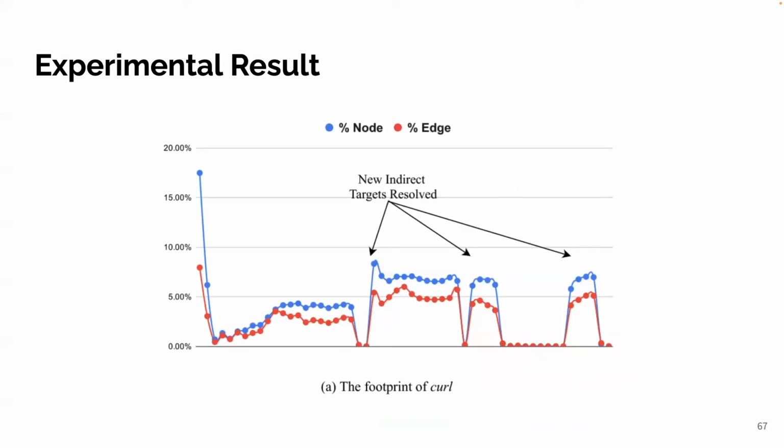And this slide shows the whole lifetime of the size of the effective subgraph. When analyzing one of the benchmarks, as you can see, the size of the effective subgraph always contains less than 10% of nodes and edges of the entire program during the entire solving phase.